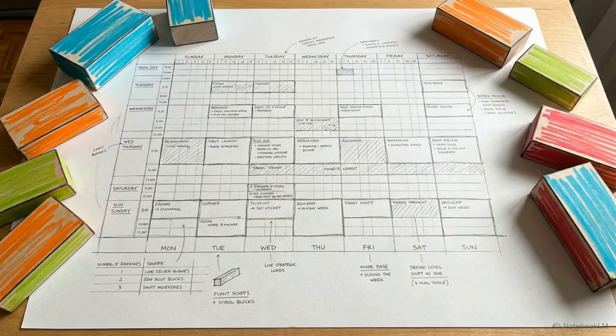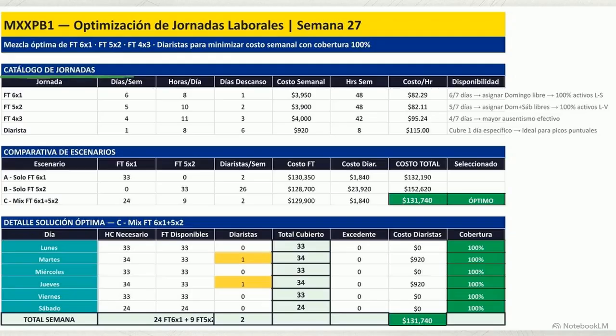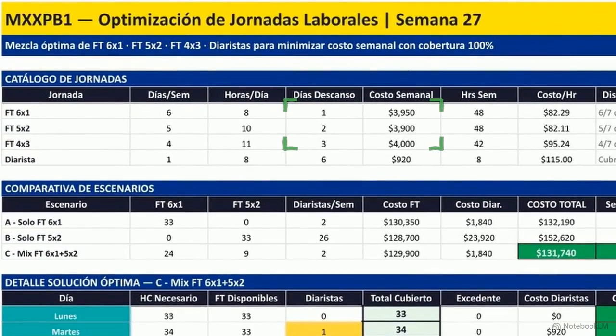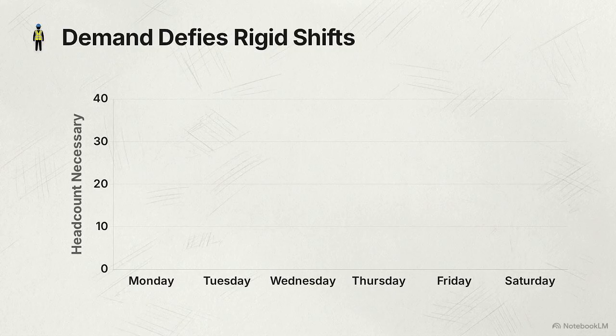Knowing the required peak is only half the equation. The site must now procure that labor by scheduling weekly shifts. This table outlines the available shift catalog. There are full-time contracts working 6 days, 5 days, or 4 days a week, each carrying a different weekly cost and different required rest days. The optimization problem is straightforward.